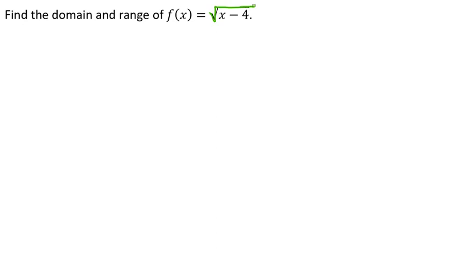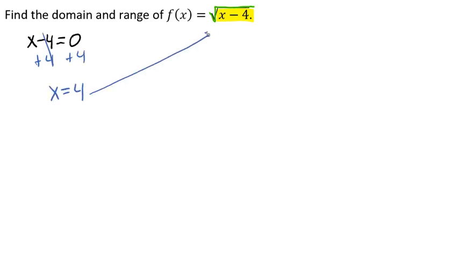Now, because the expression under a radical cannot be negative, that means the domain of f of x equaling the square root of x minus 4 is a set of all real numbers such that we need to take this inside piece here and set it equal to 0 to know what numbers x can't be. So we'll add 4 to both sides. And here we find that if x equals 4, this will give us a 0.